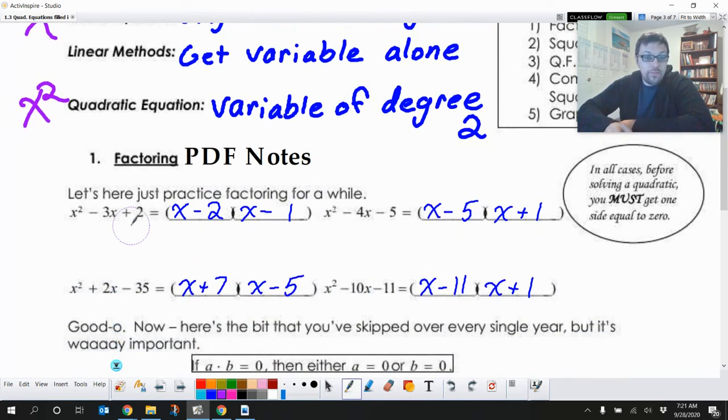Quick reminder about factoring, you're always checking this number on the end, that +2. So you want to say, okay, well, what multiplies to be positive 2 and adds to be 3? So we get 2 and 1, a -2 and a -1 because we want that -3. What multiplies to be -5 and adds to be -4? -5 and +1 will get us -4, and they multiply to be -5.